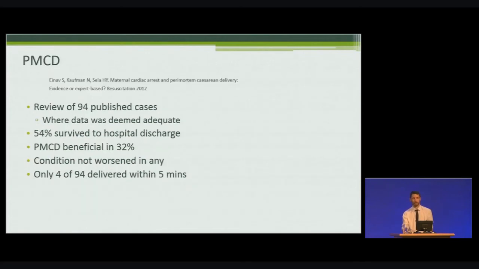This perimortem cesarean delivery is a slightly controversial area. Sharon Einav and colleagues published a review in 2012 of 94 published cases where they deemed that data was adequate for analysis. Obviously, this is a very rare event. Of the 94 cases that they studied, 54% survived to hospital discharge. They deemed that perimortem cesarean delivery was beneficial for 32%, and that the condition was not worsened in any of the patients. Of note, in only 4 of the cases was the baby delivered within 5 minutes.